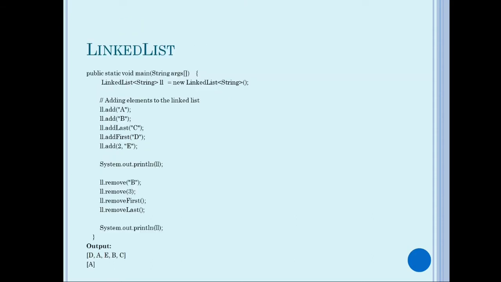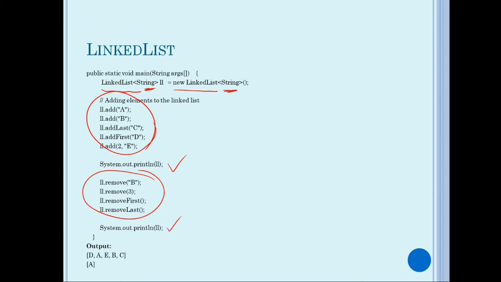So how do we define the linked list? We say the class is LinkedList. What type is going inside that class? And then the new LinkedList, again the same type should be specified here. And then we're going to add the strings in it. After that we're going to print that, and we're going to remove those and then print it again.